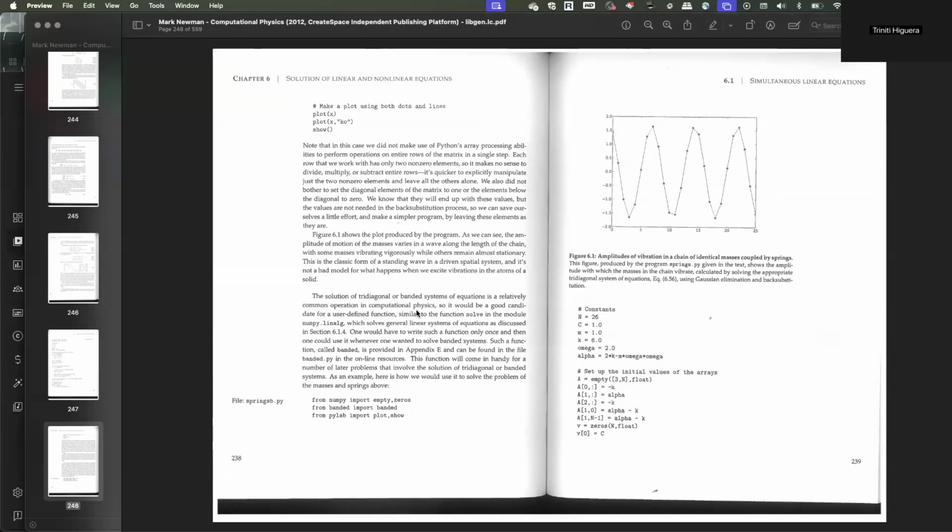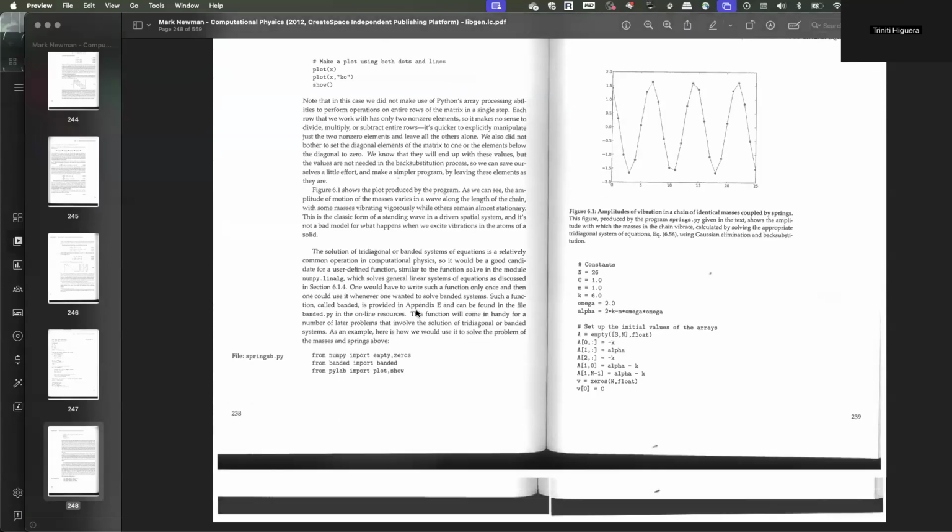So these tridiagonal or banded systems are very common in computational physics, especially if we're trying to calculate some sort of experiment that happens in the real world. So this is one of these ideas that is very useful to begin understanding and incorporating into such code.